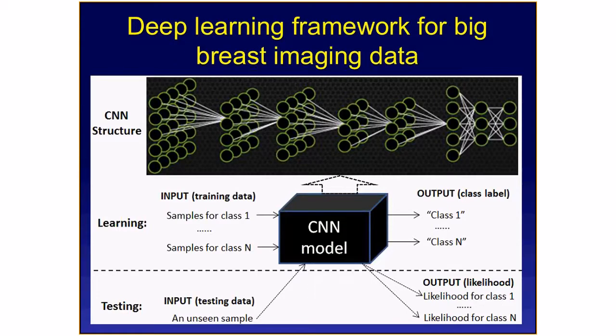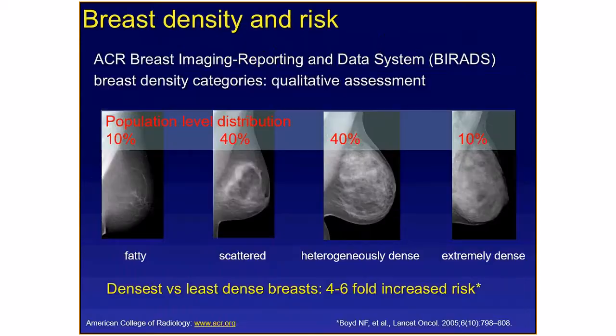I'll take a few minutes to talk about using machine learning to do some kind of data-driven biomarker discovery. People very popularly use deep learning, using convolutional neural networks, to build a model to process breast images. We have done a lot of preliminary work here, and I'll present two.